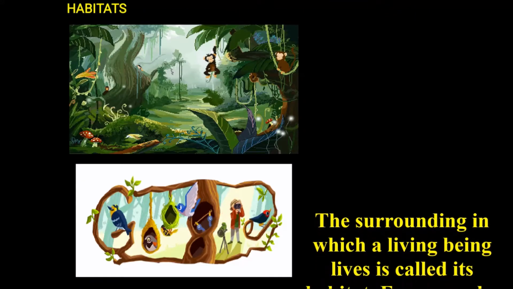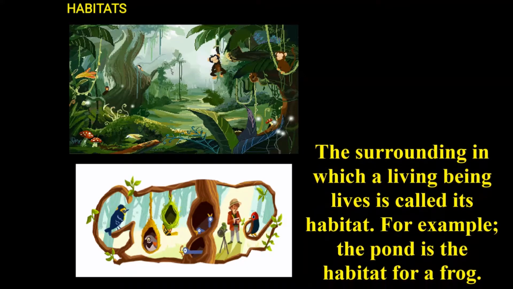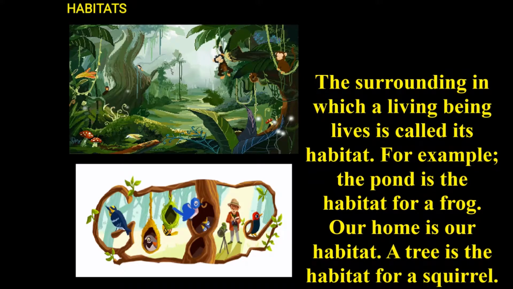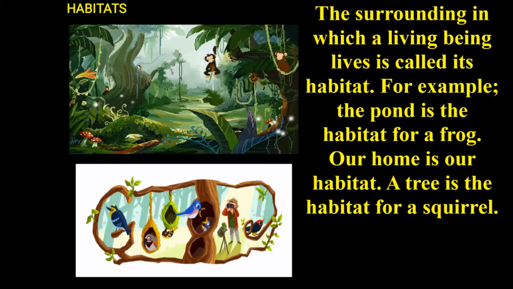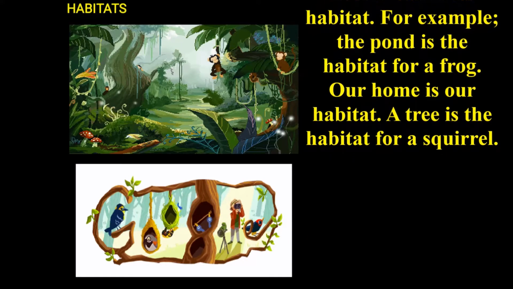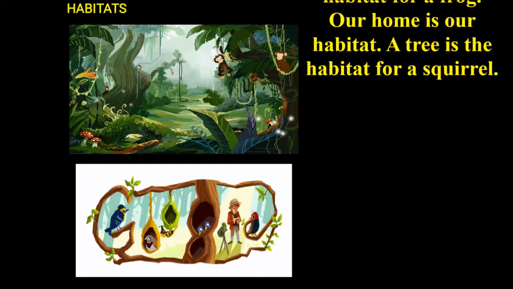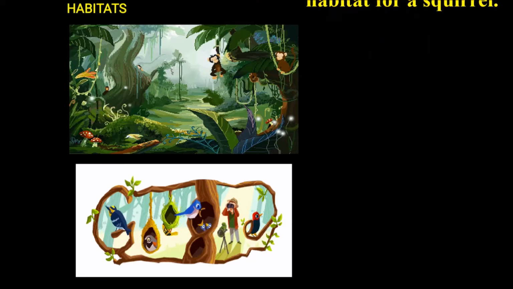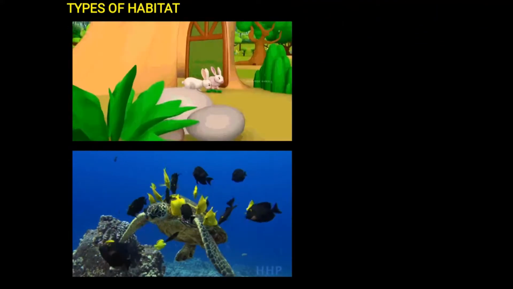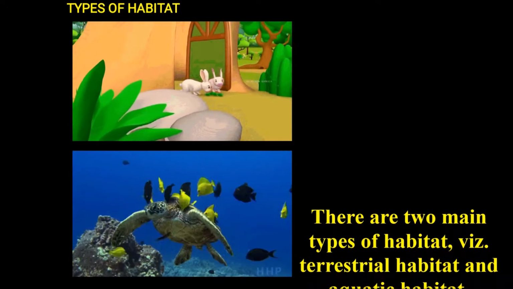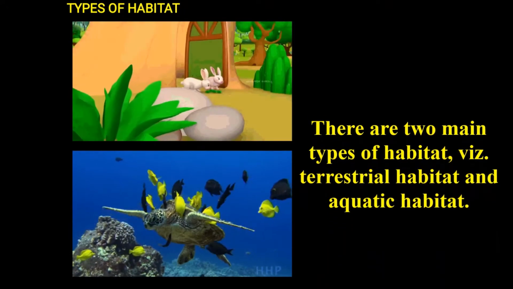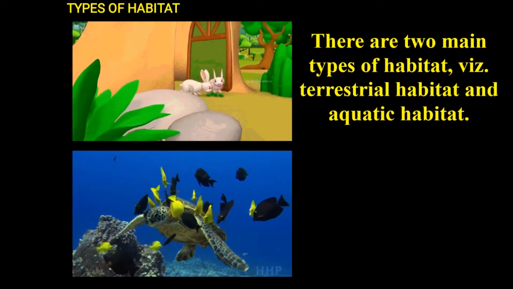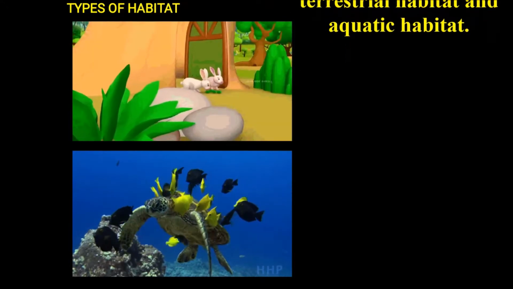Habitat. The surrounding in which a living being lives is called its habitat. For example, the pond is the habitat for frog. Our home is our habitat. A tree is the habitat for a squirrel. Therefore, the habitats are mainly divided into two groups. They are terrestrial habitat and aquatic habitat.